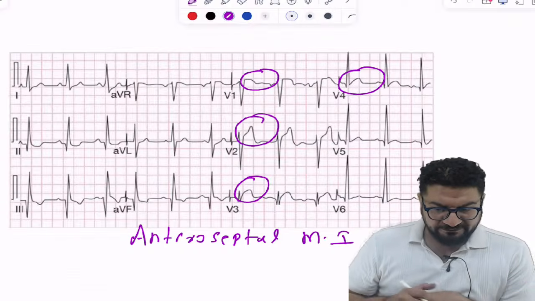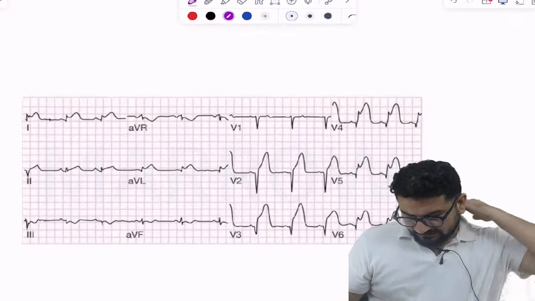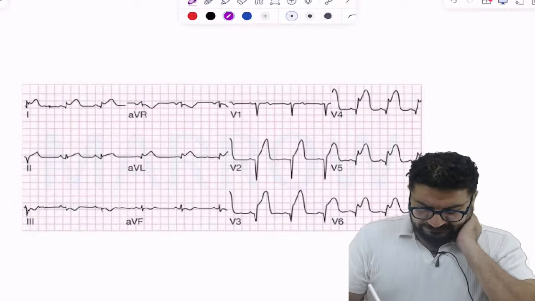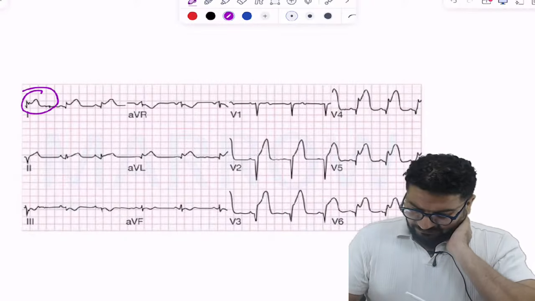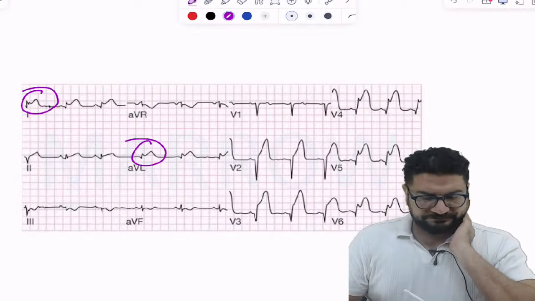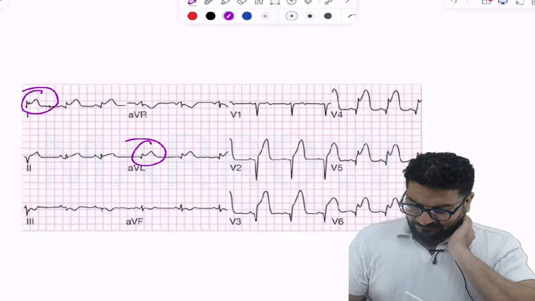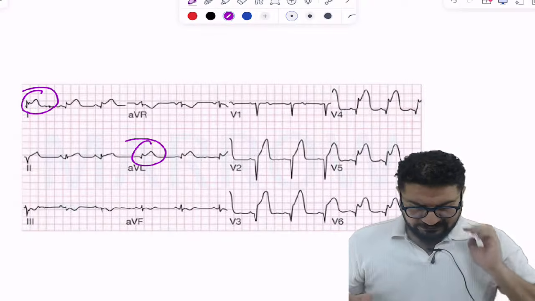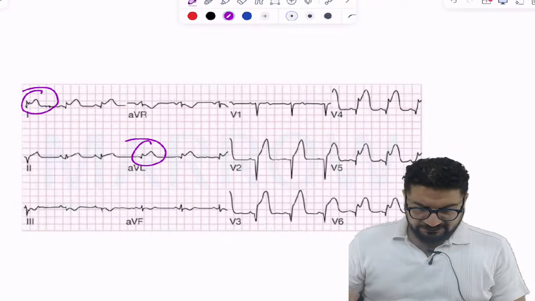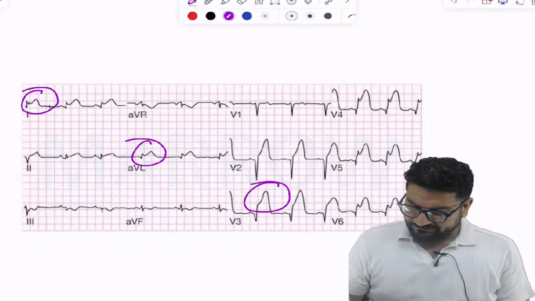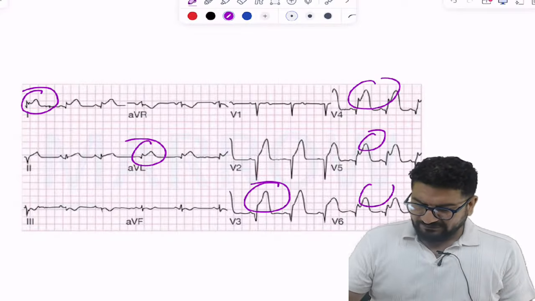Anteroseptal MI. Okay, now look at this. You can see changes in lead 1, and then you can notice AVL. AVL में भी changes है. Where else can you see? Leads 2, 3 are fine, AVF is fine. Then you can notice changes in V3. In V3 you can see changes. V4 में भी है, V5 में भी, V6 में भी.